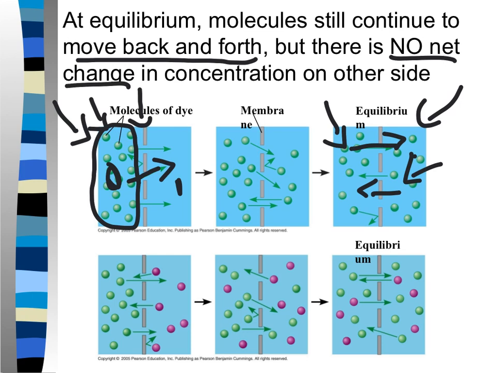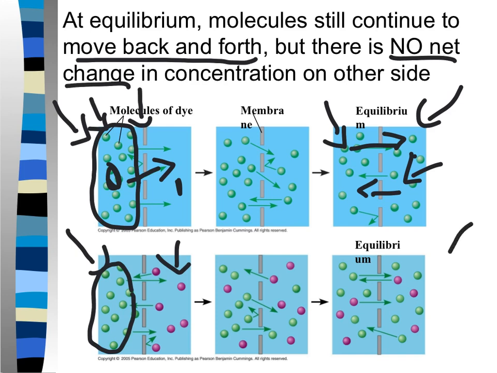Okay, this would also be true if we looked at an example with two molecules. So here I have a high concentration of green molecules on the left of the membrane, and I have a high concentration of pink molecules on the right. The green molecules are going to move from a high concentration of green to a low concentration of green, which means they're going to tend to move right. And the pink molecules are going to move from a high concentration of pink to a low concentration of pink, so they're going to tend to move left.